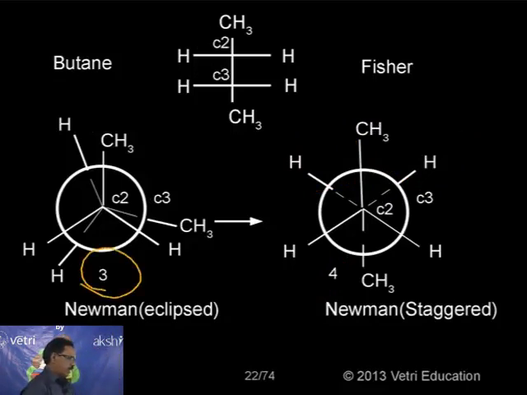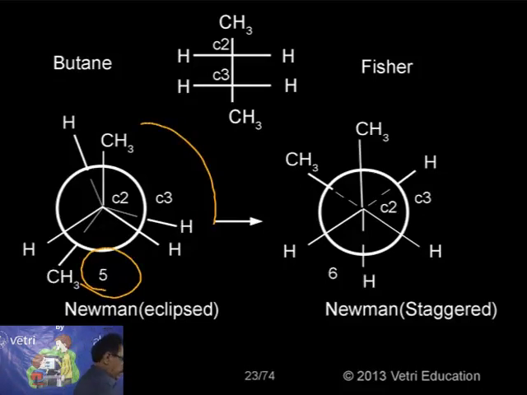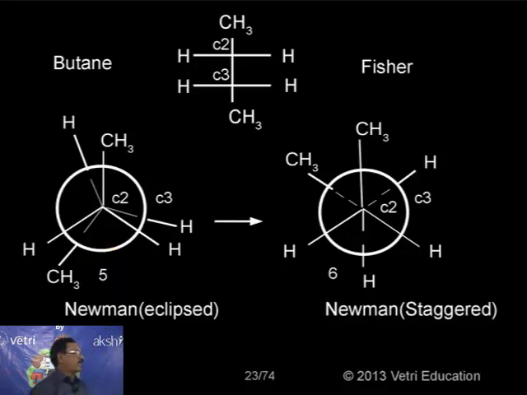Kindly look at this structure 3. It is eclipsed. Here is this CH3 here. Now 3 and 5 are identical. Just see here, these 5 are identical. So 3 and 5 are identical and 2 and 6 are identical. So automatically only 4 structures are possible in the case of n-butane. So I want to give some information.